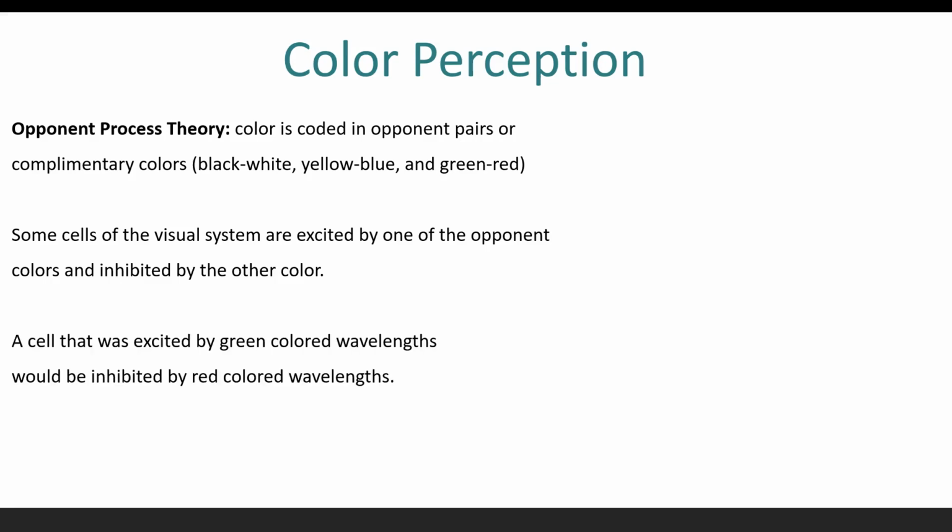And then a cell that was excited by, for example, green colored wavelengths would then be inhibited by the opposite or the complementary color of the red colored wavelengths. And so there's an excitation of one color, whereas the opposite color is inhibited.